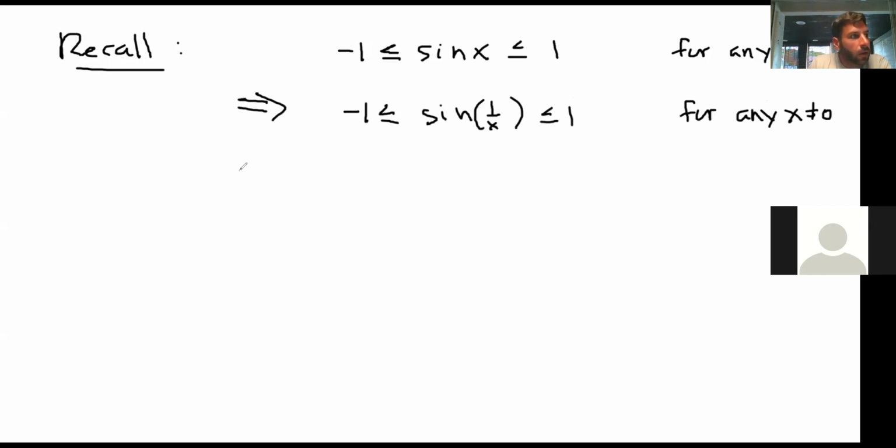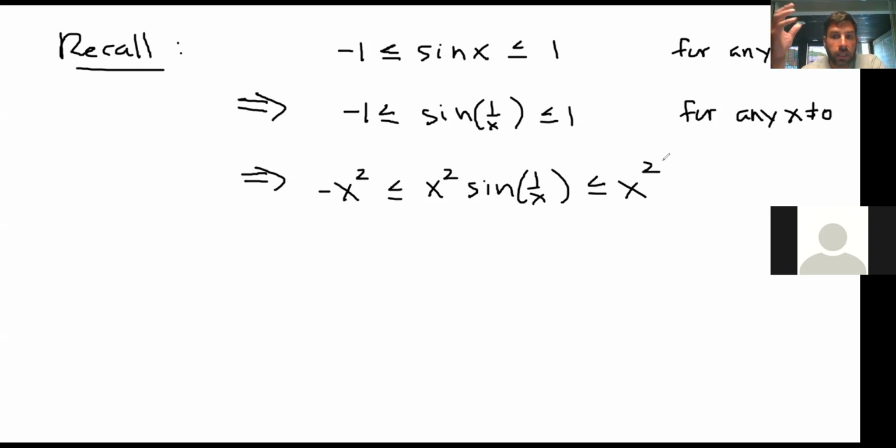And then what I can do now is multiply everything by x squared. That's legal because x squared is positive, so it's not going to change the validity of my inequalities. One of the things we learned in an algebra class is that if you have an inequality and you multiply both sides of it by a positive number, the inequality is still valid.